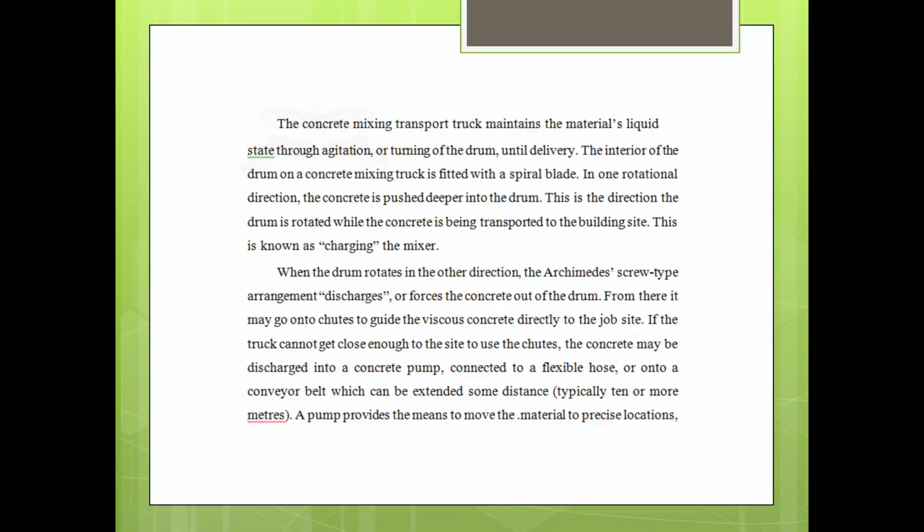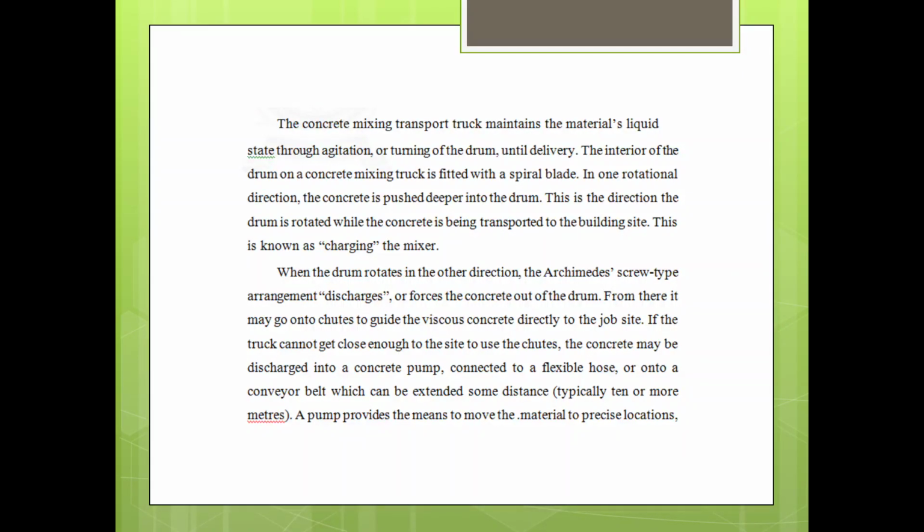The interior of the drum is fitted with a spiral blade in one rotational direction. The concrete is pushed deeper into the drum. This is the direction the drum is rotated while the concrete is being transported to the building site. This is known as charging the mixer. When the drum rotates in the other direction, the auger screw type arrangement discharges.